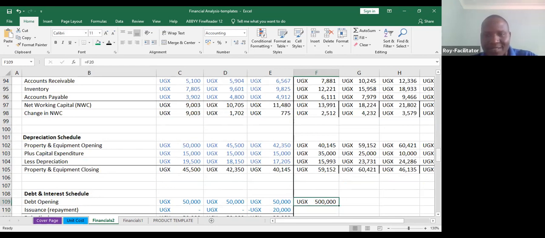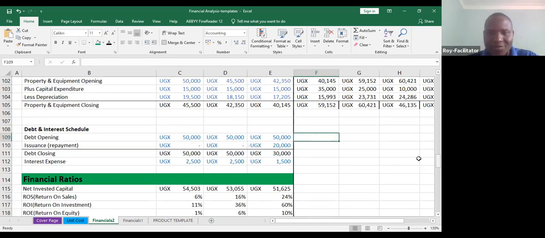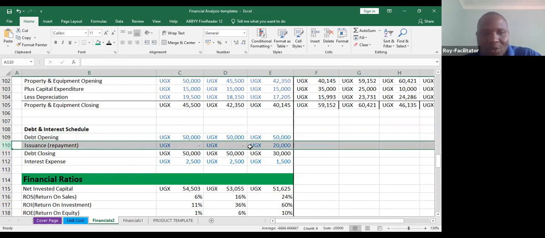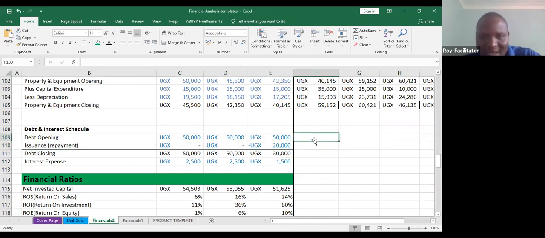I don't want to mess this up. I need to first capture the opening. So for this, it is opening debt, and this is issuance or repayment. The opening debt is usually the closing. Whatever closed becomes the opening. So I'll pick the one that is closing and put it there.